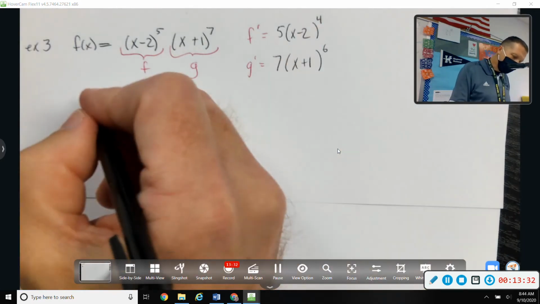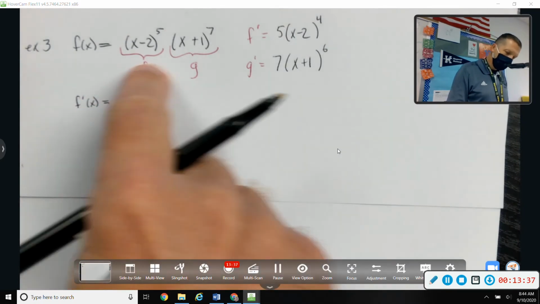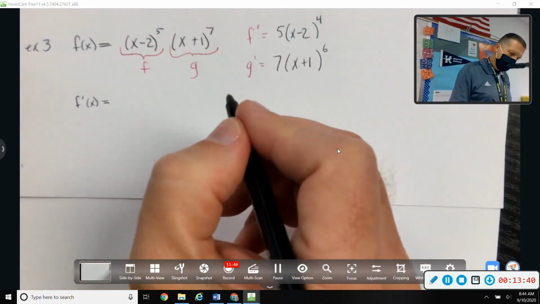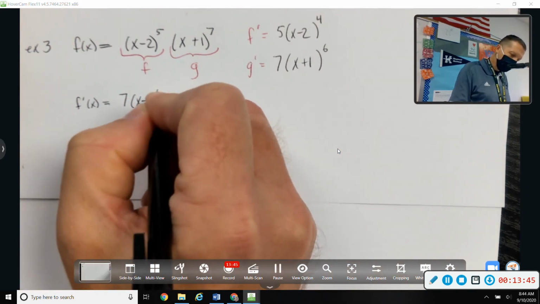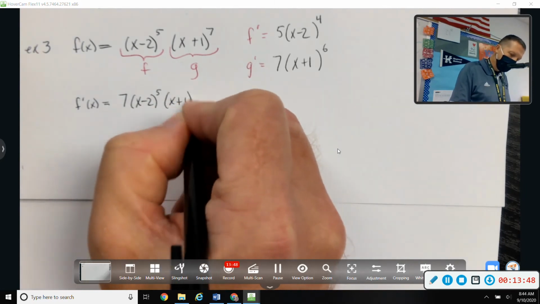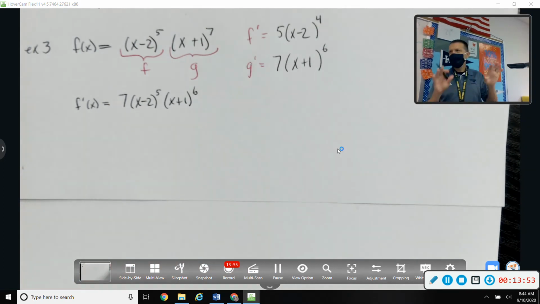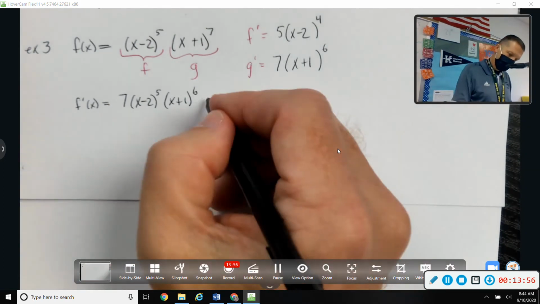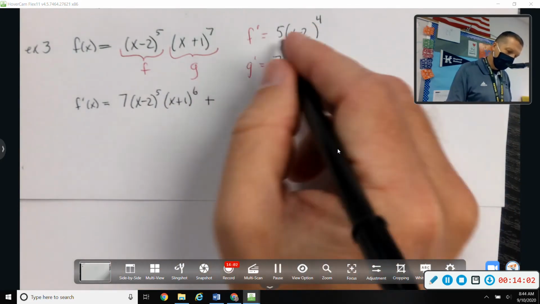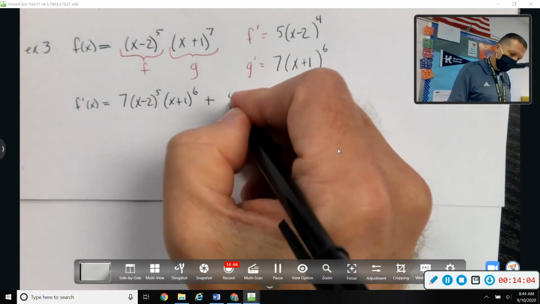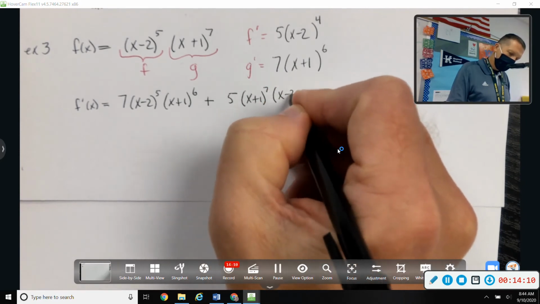Now we're all set up to do product rule. So first times the derivative of the second. I'm going to be fancy and put the 7 out front, just because it would look weird in the middle or at the end. But that's still first times the derivative of the second. I've just rearranged the pieces to make it look nicer. Plus, the other way around, the second times the derivative of the first. And again, it's multiplication, so the order doesn't matter. I'm going to put the 5 in front. x plus 1 to the 7th, x minus 2 to the 4th.